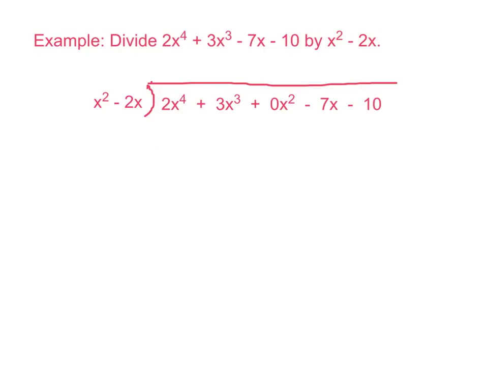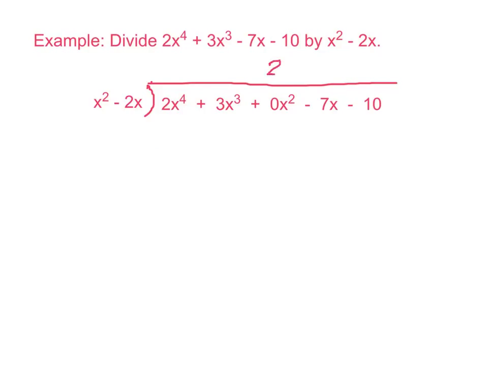So you must have all the terms there. You must have the x to the fourth, the x to the third. You must have an x squared term, even though it's 0x squared. Then we have an x to the 1, plus then we have a constant term. So make sure that you have all the exponents in descending order before you start dividing. All right, at this point we're going to take the x squared and divide it into the 2x to the fourth. And we're going to get 2x squared. So the 2x squared I'm going to place over the x squared term.